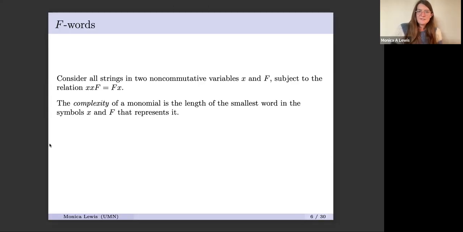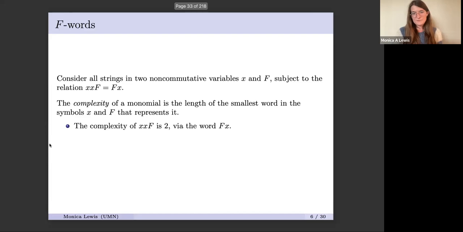Let's define the complexity of a monomial to be the length of the smallest word in the symbols x and f that represents it. So for example, the complexity of xxf is 2 via the word fx. The complexity of 6 x's followed by 2 f's is 4 via the word fx. And you can imagine playing this game where I write down an arbitrary string involving f's and x's. You apply a list of simplification rules, and whatever the shortest thing is that you arrive at, where it can be simplified no further, will be the complexity.